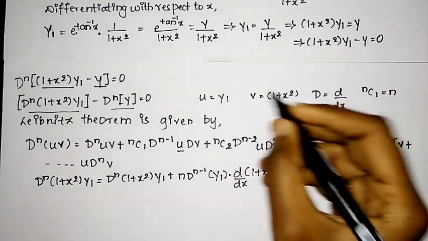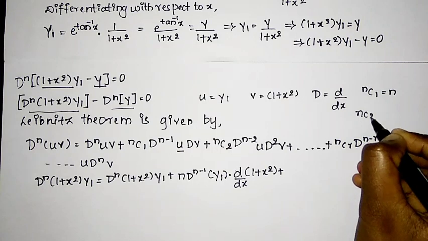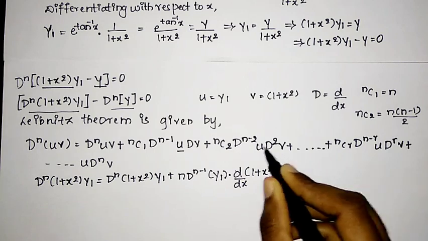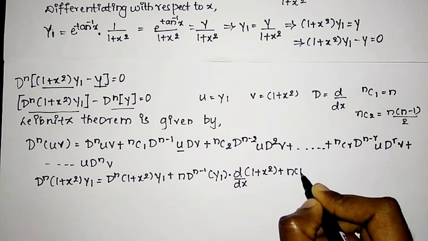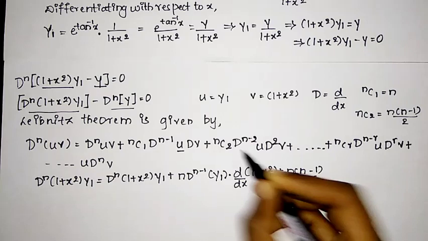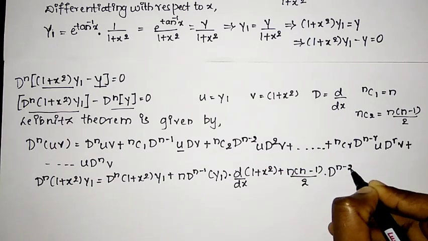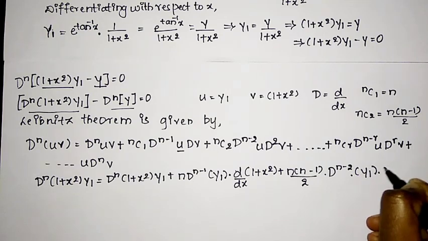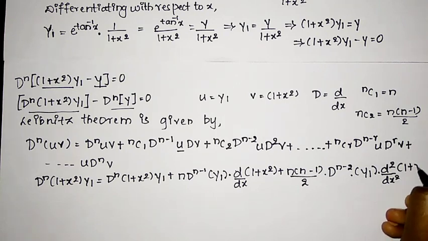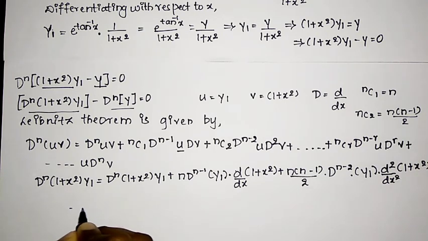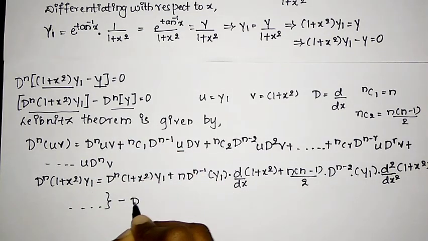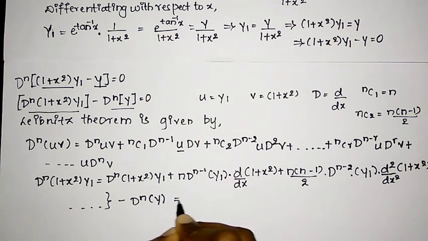Similarly nC2. We know that nC2 is nothing but n into n minus 1 divided by 2. So substitute in place of nC2, n into n minus 1 divided by 2, into D raised to n minus 2 of u, which is y1, then again the second derivative, that is d square upon dx square of 1 plus x square. So it keeps on continuing. Then minus D raised to n of y, which is equal to 0.